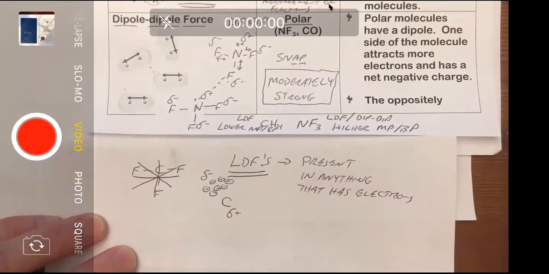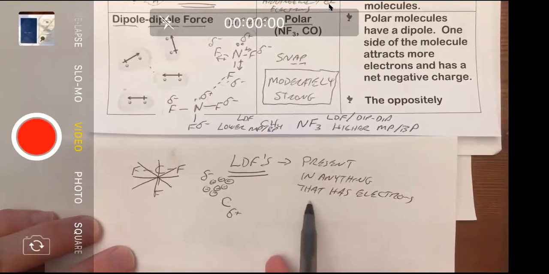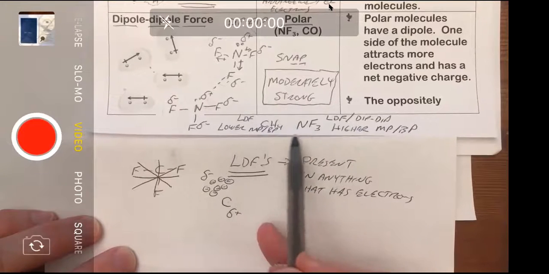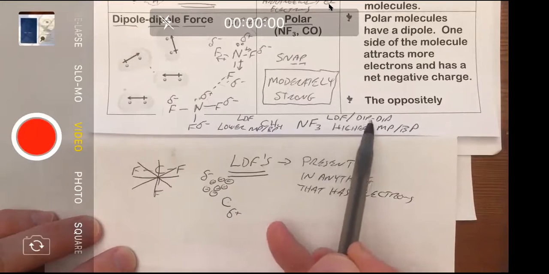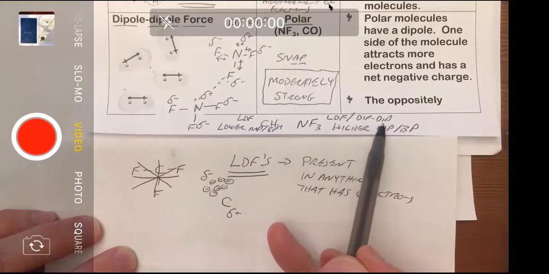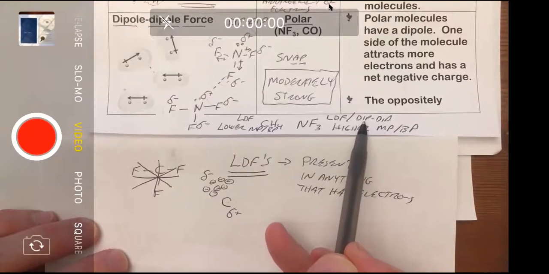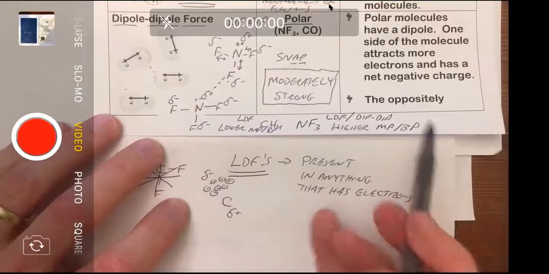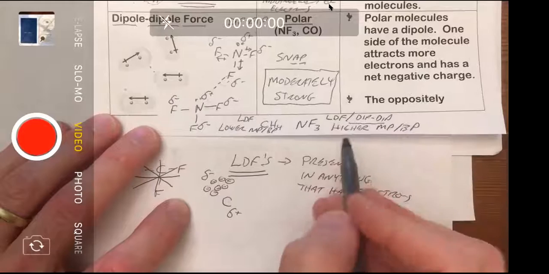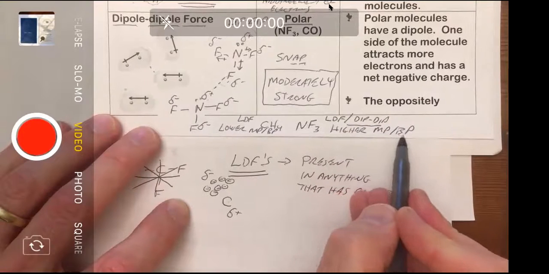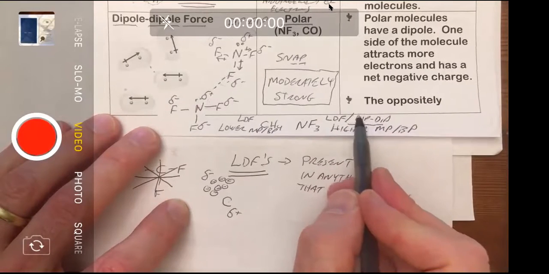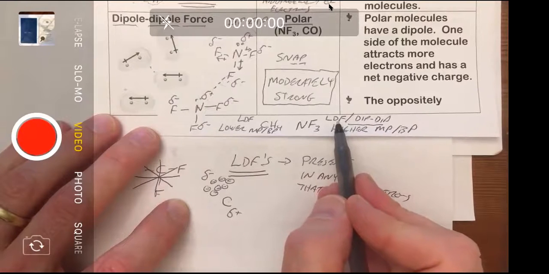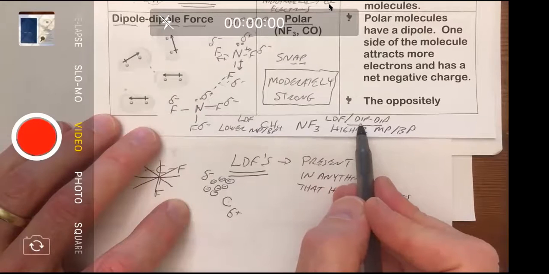So Grace, the answer to your question, even though LDFs are present in every single thing, because NF3 has a polarity, it has a dipole-dipole, right? Dipole means that it's got poles. The dipole-dipole is what explains why this guy has such a higher melting point and boiling point. It's not that it doesn't have LDFs, it's just that that is not very important when we compare it to the strength of these forces.